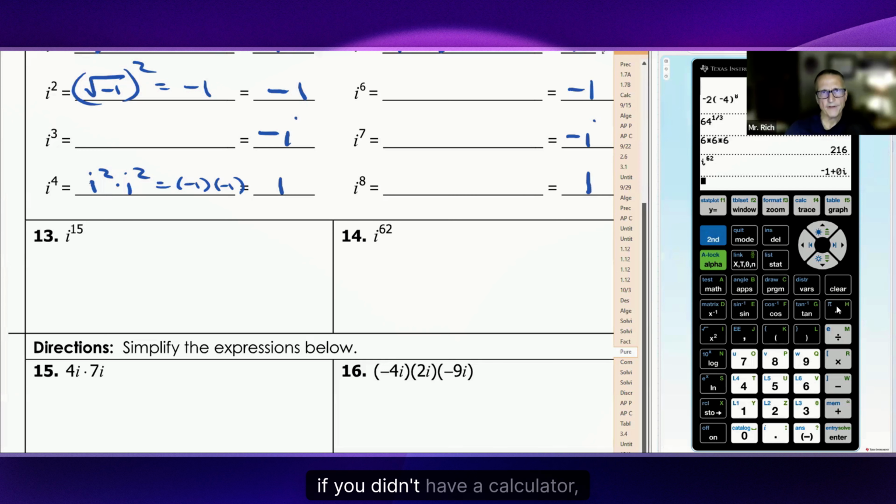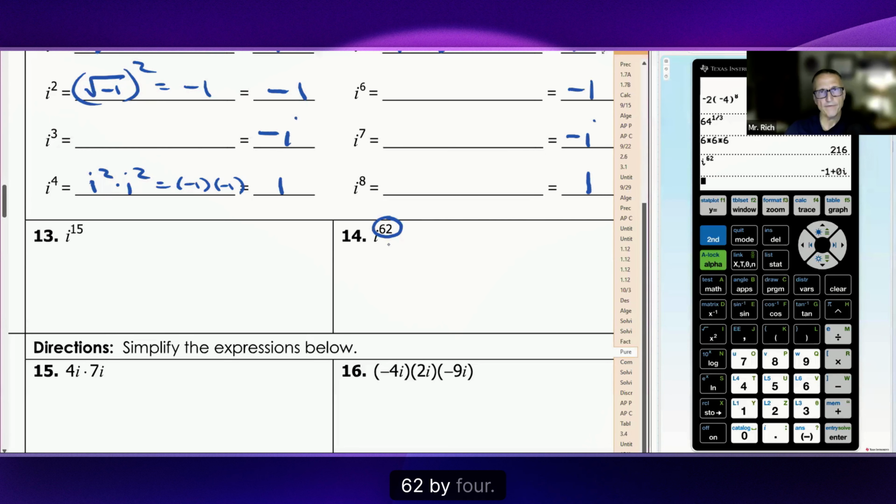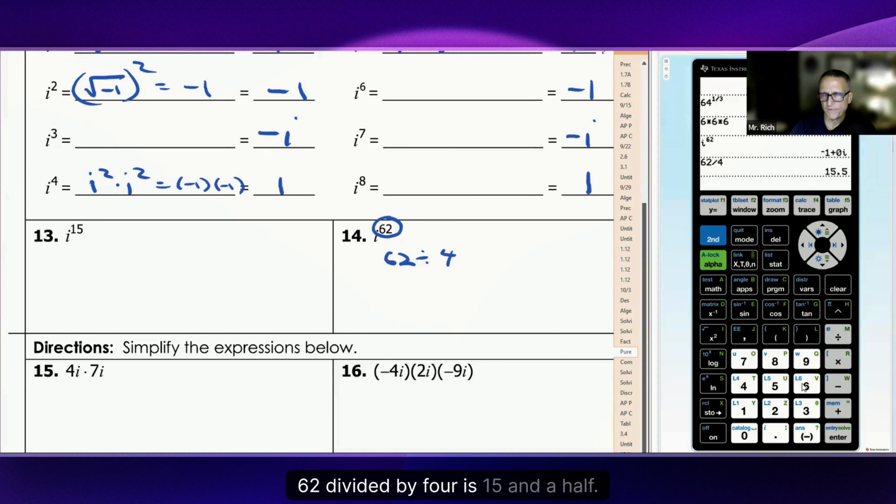Well, if you didn't have a calculator, or you didn't have a TI-84, or you didn't know to do that, your strategy would be to divide the 62 by 4. Right? If you divide 62 by 4, let's do it over here. 62 divided by 4 is 15.5. So it goes in 15 times. So what is 15 times 4? It's 60.